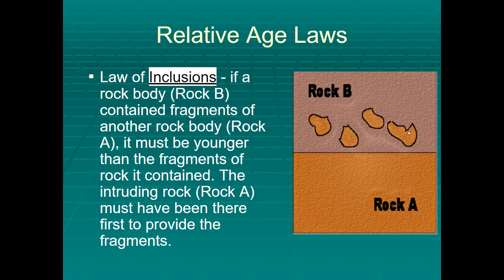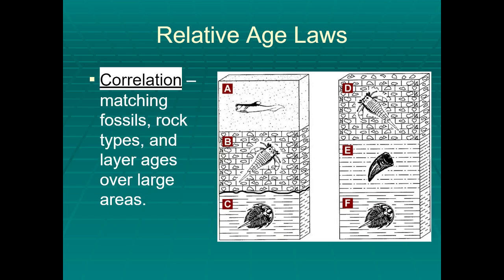Okay, so once again, let me say that again. In order for something to get stuck inside a layer of rock, the smaller pieces that are stuck inside have to be older, because if they didn't exist, there would be no way for them to get stuck inside the middle here. Okay, so once again, that's the law of inclusion. Now correlation. Correlation is where we match up rock layers.